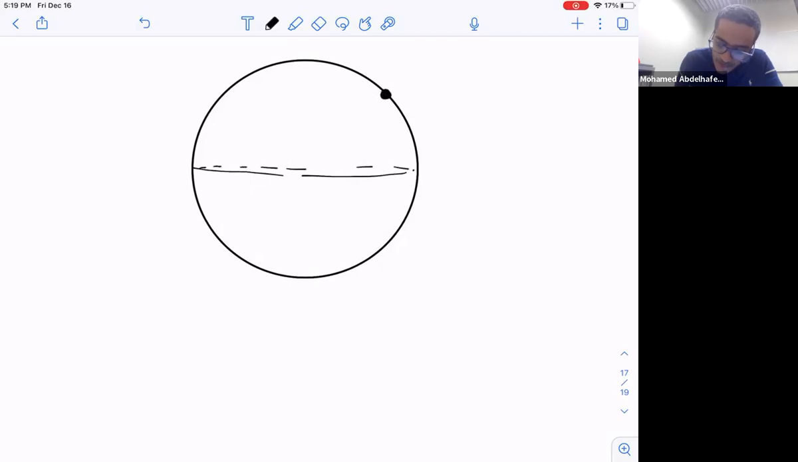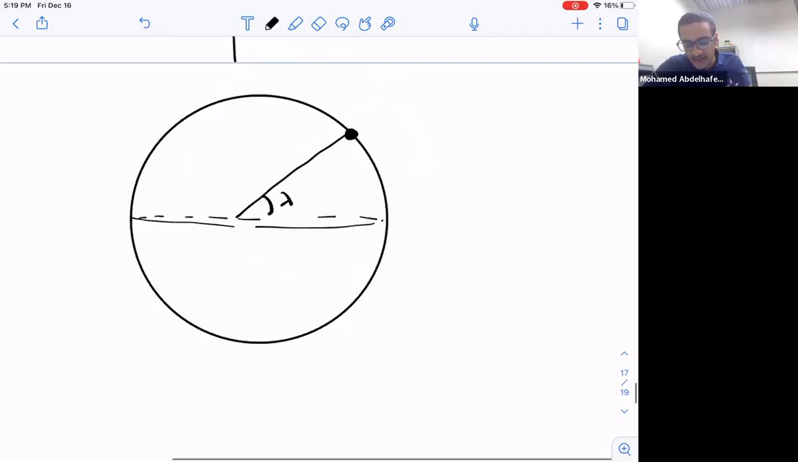So this is the surface of the Earth. You exist somewhere here, and we define your location on the Earth using an angle we call lambda. This lambda right here is your latitude. So you can exist in the northern hemisphere, or you can exist in the southern hemisphere, and that makes a difference. We'll talk about that, hopefully we have some time.